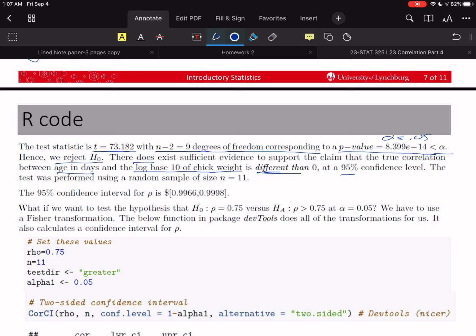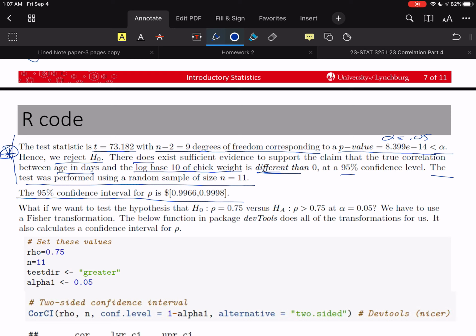At a 95% confidence level, the test was performed using a random sample of size n equals 11. You need to do this when you turn in your homework. And then we can say that the 95% confidence interval for rho, not R, but for rho, is here. And I've put it to 4 decimal places because you need that.